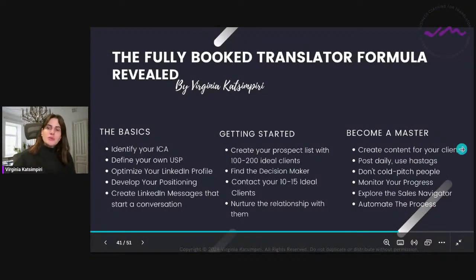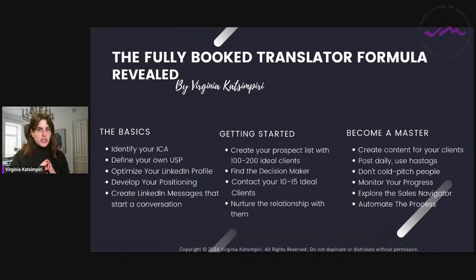So what you need to do, if you would like to do that alone, I have all the secrets here present in front of you. This is the Fully Booked Translator Formula revealed. You can do it on your own if you would like to become a fully booked interpreter, localization expert, transcreator, no matter what your language profession is. You can use this formula, this method, to become fully booked in less than 3 months. That's my promise to you.